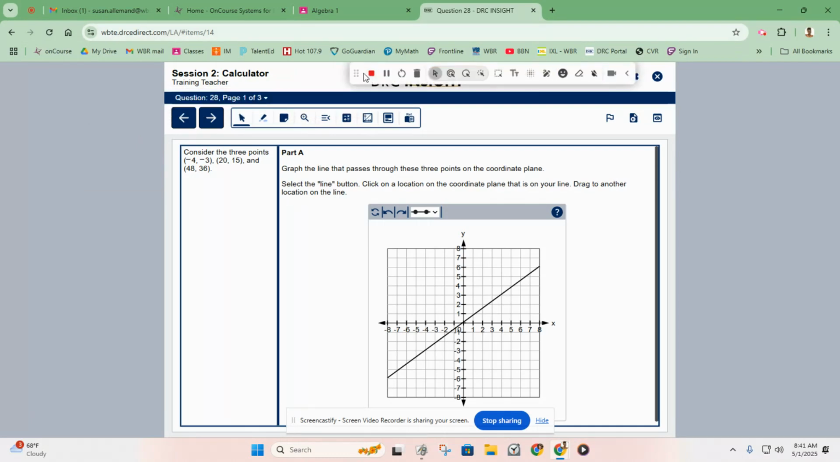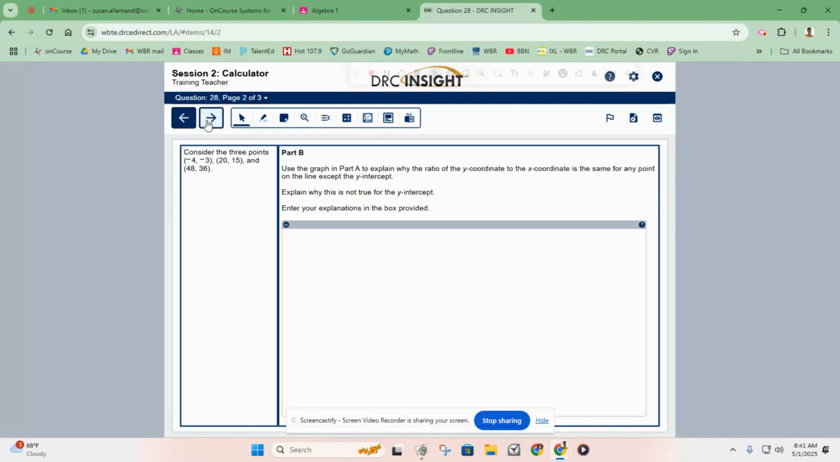Found a place to put this thing so that it's not bugging me. All right, let's go to the next question. Use the graph in part A to explain why the ratio of the y coordinate to the x coordinate is the same for any point on the line except the y-intercept. So what they're saying when they're talking about the ratio of y to x, they're talking about our rate of change, our slope, okay?